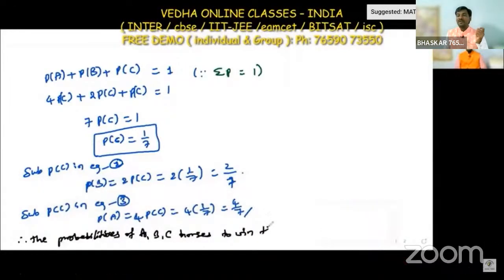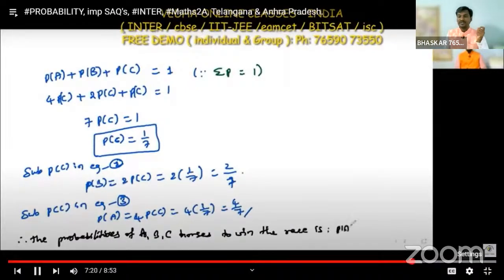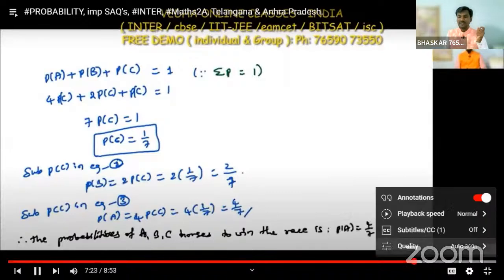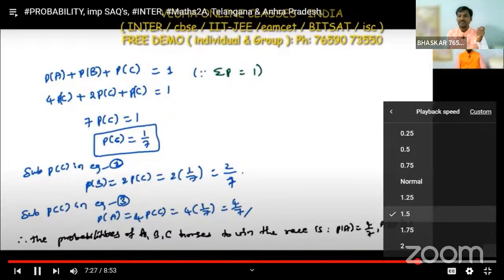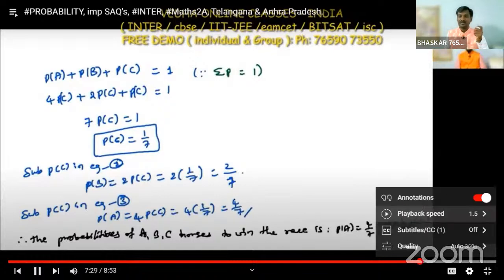Whenever you are preparing with the playlist, you can increase or decrease the playlist speed. So here probability of A is 4 by 7. In the settings, you can change the playlist speed to 1.5, 1.25, or normal speed.